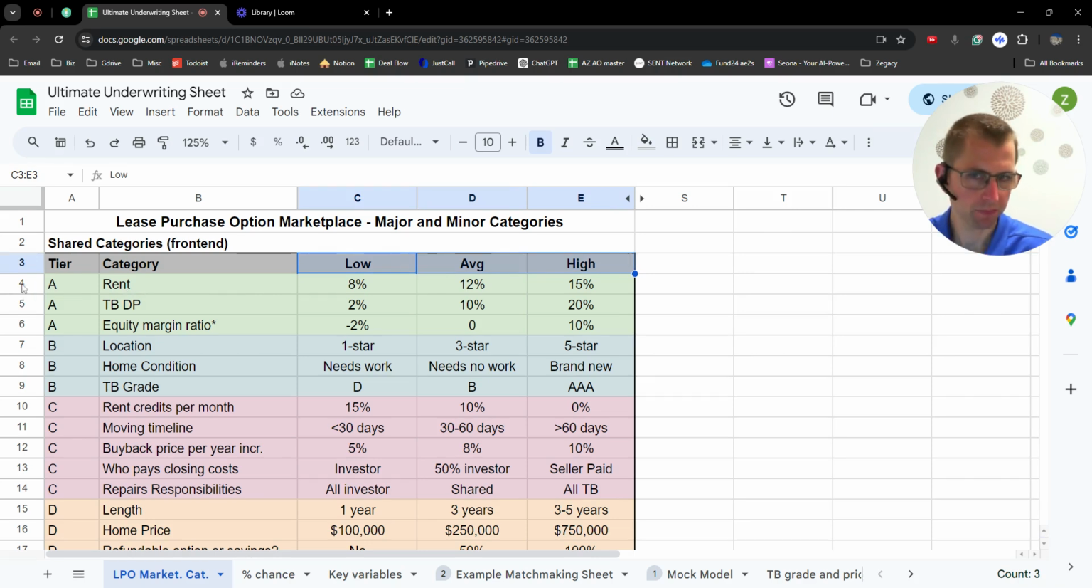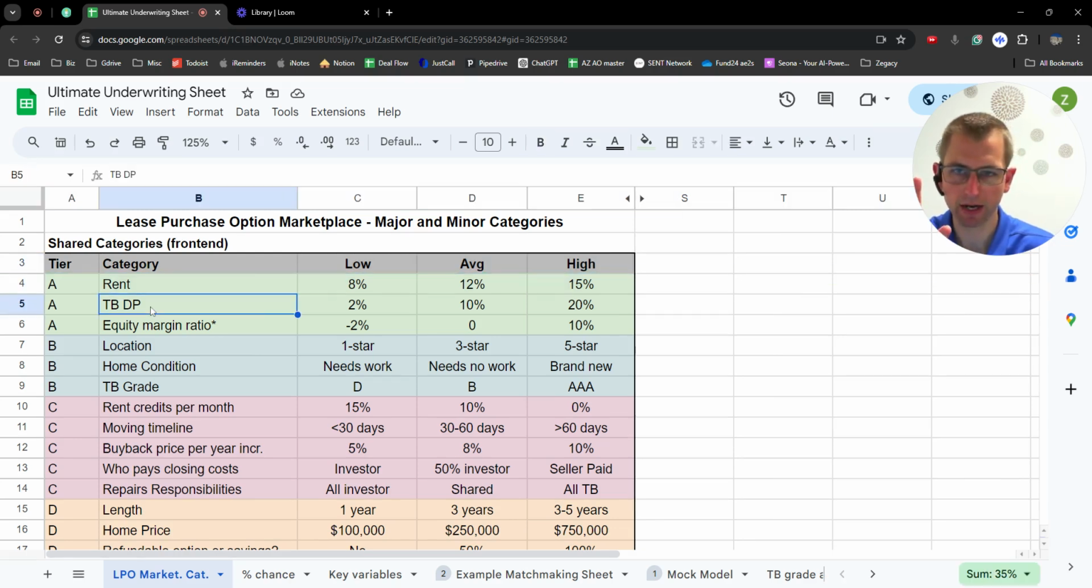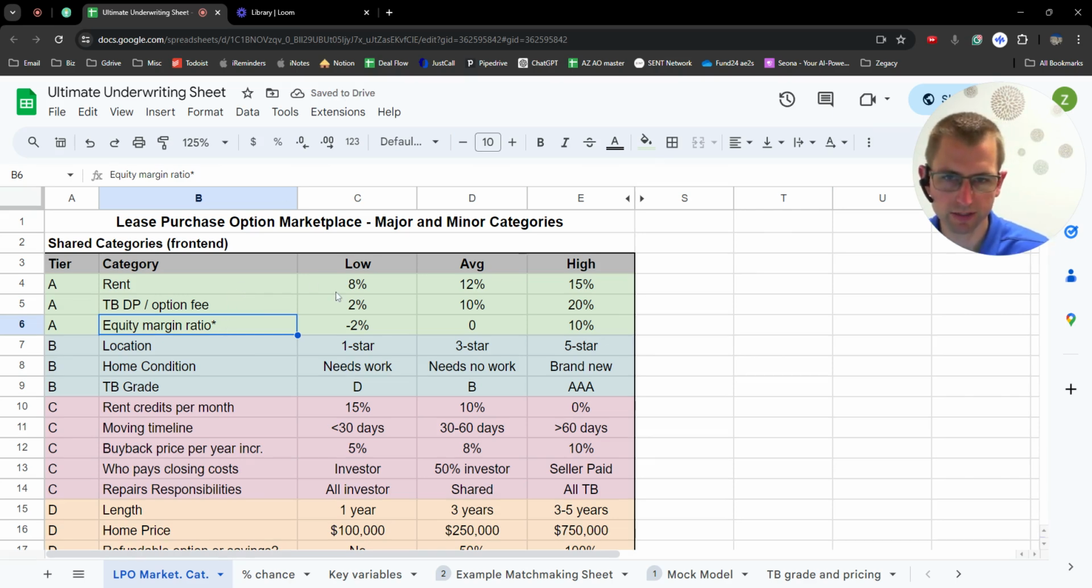What we've found out is that for both tenants and investors, what they care about the most is the home. First and foremost, the home, does it meet their buying criteria? Is it the right location, bed, bath, all of that. But then from a numbers perspective, it's the rent, it's the tenant buyer down payment, sometimes referred to as an option fee, and it's the equity margin. So let me take these one at a time.